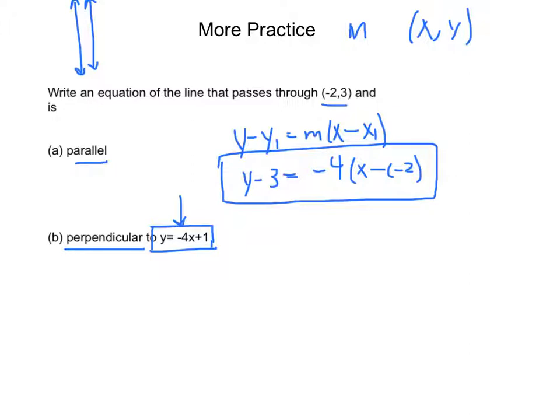For our second equation, it needs to be perpendicular to y equals negative 4x plus 1. Let's fill in our equation with what we already know. We'll use the same point. So y minus 3 equals, we'll leave our slope blank because it's going to be different, and then x minus negative 2. You can actually write this as x plus 2 if you want. That would be more simplified actually. We need to remember that perpendicular lines have slopes that are the negative reciprocals. So the negative reciprocal of negative 4 would be 1/4. That is our slope.